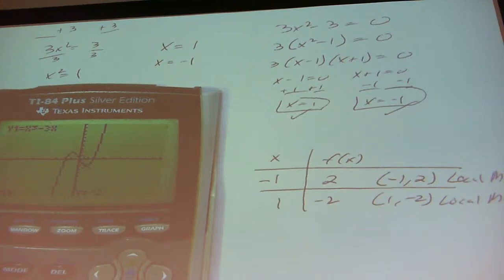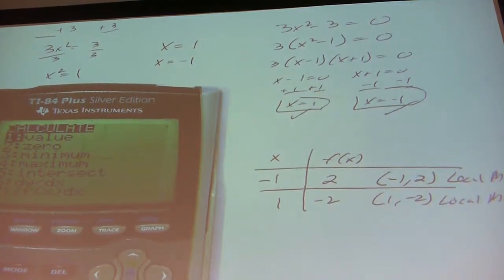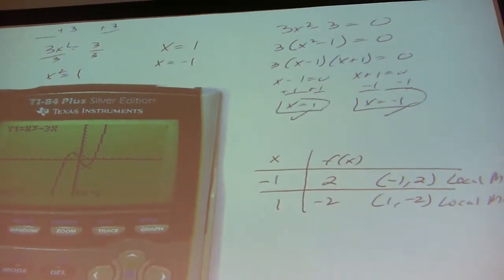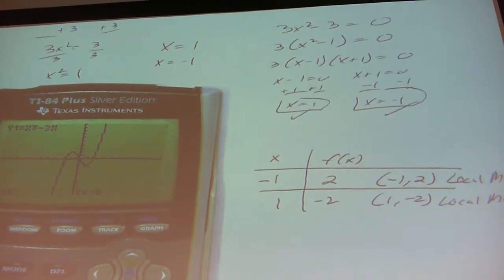It's second trace, number 1 for value, and then type in negative 1, and it goes right to it. Type in 1, and it goes to it. And again, take those notes. Just because I don't write it down doesn't mean you don't have to write it down. Second trace, 1 for value, type in the number. Okay? Questions?